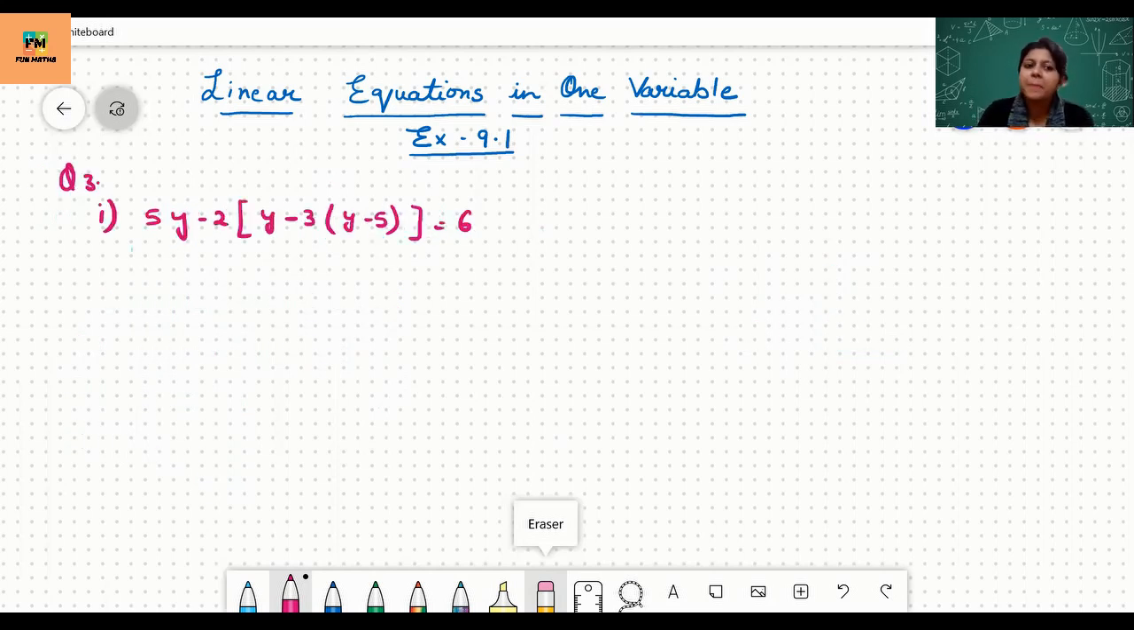The next question is 5y minus 2 into y minus 3 into y minus 5 is equal to 6. So many operations on the left hand side expression. So let's start with opening the brackets. Now, if you see over here, we have two types of bracket. What are they? If you remember from previous classes, we have basically these three brackets. And what is the order of solving these brackets? This bracket is known as the small bracket. This is curly. And this is the big bracket or square bracket.